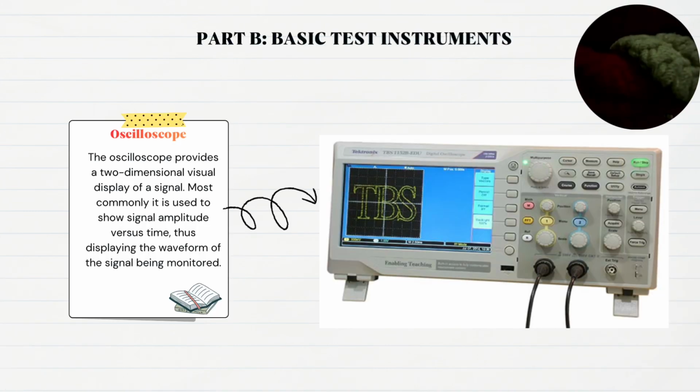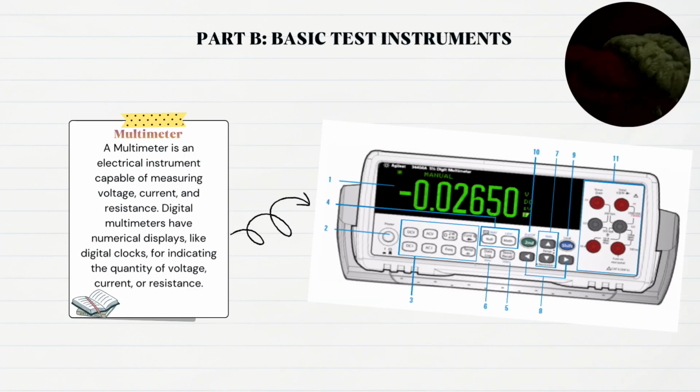Part B, basic test instruments. The first instrument is oscilloscope. The oscilloscope provides a two-dimensional visual display of a signal. Most commonly, it is used to show signal amplitude versus time, thus displaying the waveform of the signal being monitored. The second instrument is multimeter. A multimeter is an electrical instrument capable of measuring voltage, current, and resistance. Digital multimeters have numerical displays like digital clocks for indicating the quantity of voltage, current, or resistance.